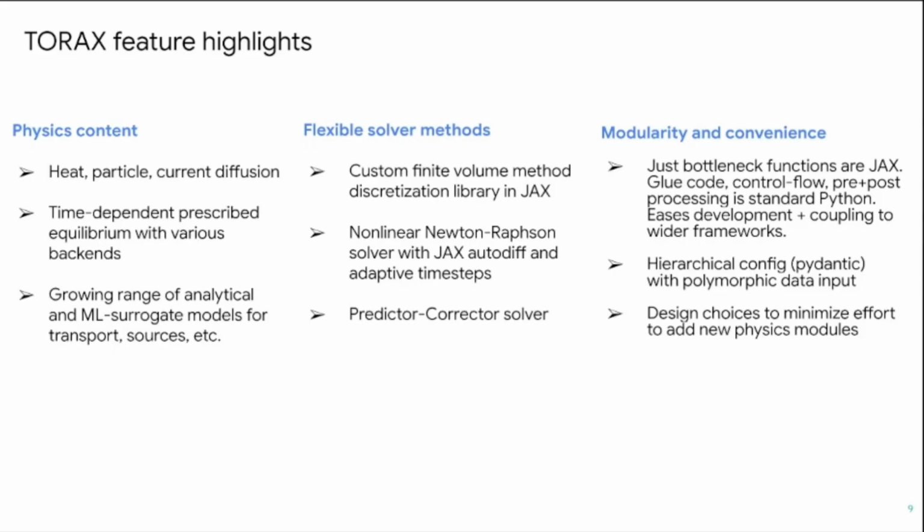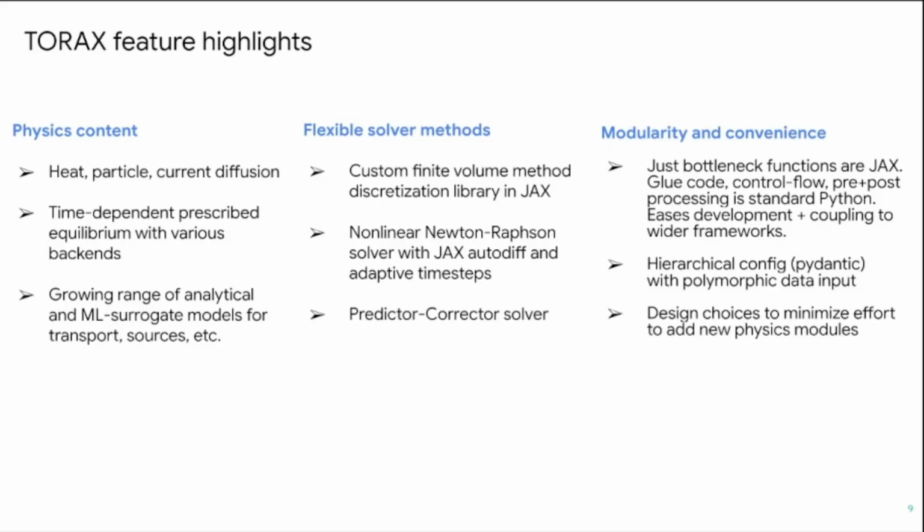We have a couple of different time solving methods. The most powerful one is using the JAX autodiff, a nonlinear Newton-Raphson solver with adaptive time steps for stability. Or you can also, similar to codes like JETTO and ASTRA, use a Picard iteration or fixed point iteration predictor-corrector solver, which if you use enough steps actually tends to, at least in our experience so far, converge quite well to the nonlinear solution.